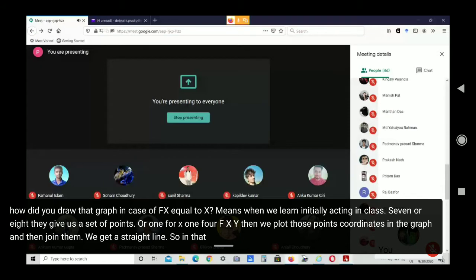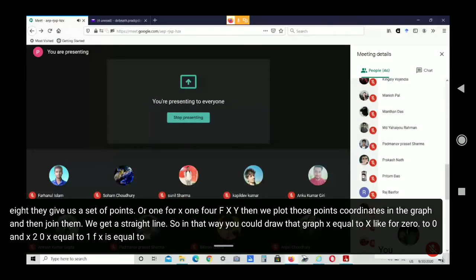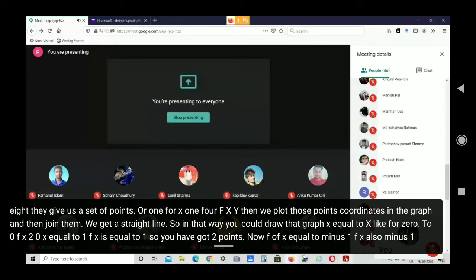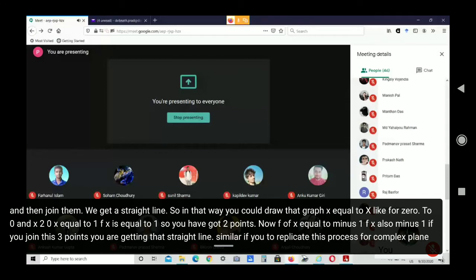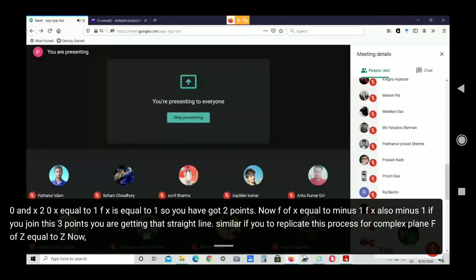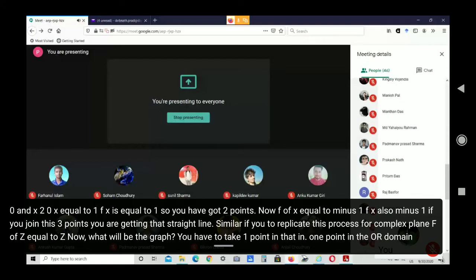So in that way, you could draw that graph f(x) equal to x. Like for x equal to 0, f(x) is 0; x equal to 1, f(x) is equal to 1. So you have got 2 points. Now for x equal to minus 1, f(x) is also minus 1. If you join these 3 points, you are getting that straight line. Similarly, if you replicate this process for the complex plane, f of z equal to z, now what will be the graph? You have to take 1 point in the domain, 1 point in the codomain.